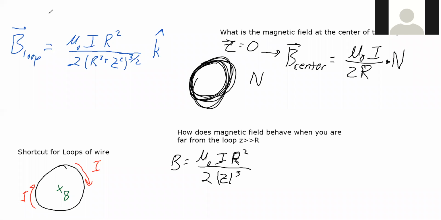Okay, so I'm not quite done with this. I'm going to multiply 2 pi to the top and bottom. There's a reason why I'm going to do this, because there's something similar that we've seen before. Okay, so this becomes mu0 2 times I pi r squared over 4 pi z cubed.